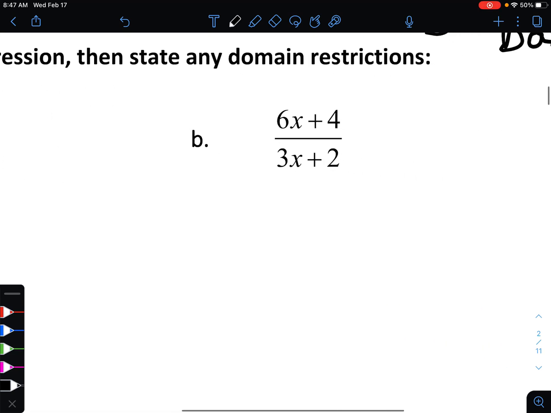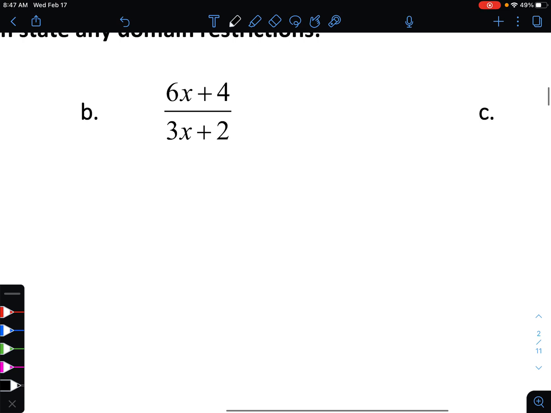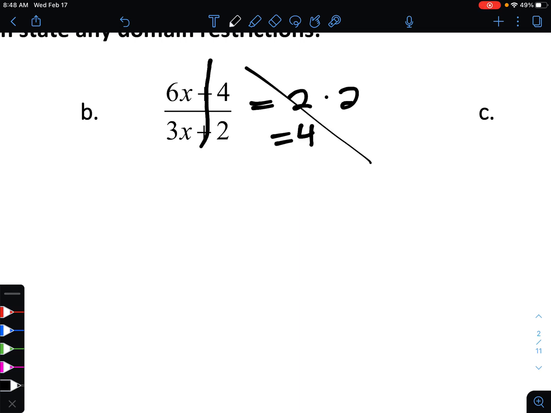All right, let's take a look at example B. So example B, a little bit different. We do have two polynomials. The first is 6x plus 4. The second is 3x plus 2. And while it might be tempting to want to do something similar and to draw in a bar and try to simplify this by saying 6x divided by 3x is 2, 4 divided by 2 is 2, and 2 multiplied by 2 is 4, or even 2 plus 2 is 4, and there would be our answer. But this is incorrect. Please, please, please do not ever try to simplify in this way.